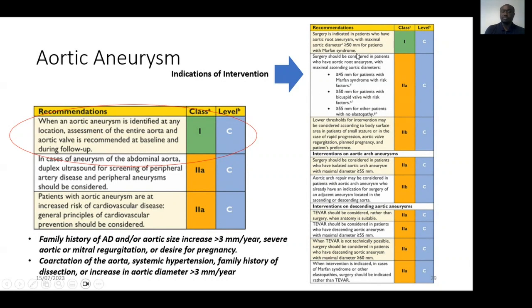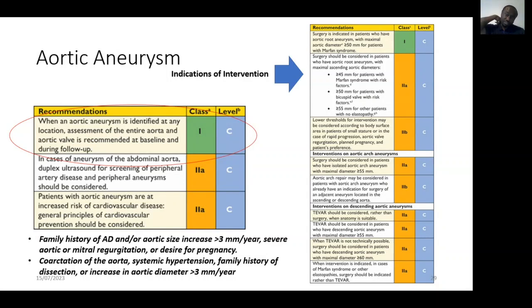If you have Marfan syndrome, the cutoff at this time is still 50. So if someone has Marfan syndrome, no valve problem, and the aorta is 50 millimeters, we offer them surgery. In the American guidelines, this has gone down to 45 actually. In the American guidelines that came out in 2020, if your aorta is 45 and you can offer safe surgery, the Marfan patient, offer them surgery.